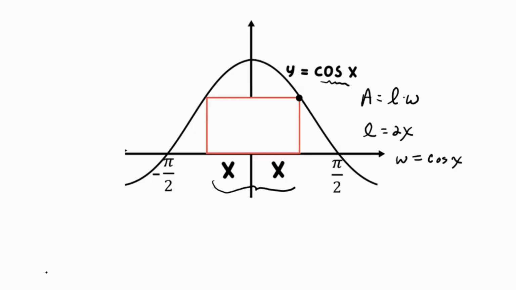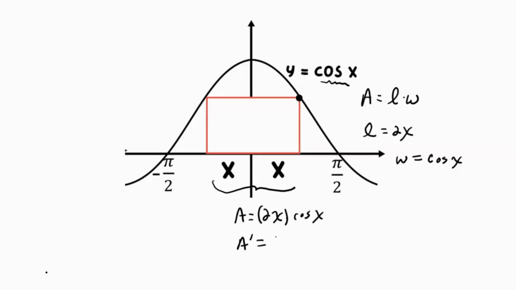So we're going to get the area is equal to the length, which would be represented by 2x, and then the width would be represented by cosine x. Okay? So what we want to do is maximize the area. So what we're going to do is A prime. And in this case here, we're going to use the product rule.